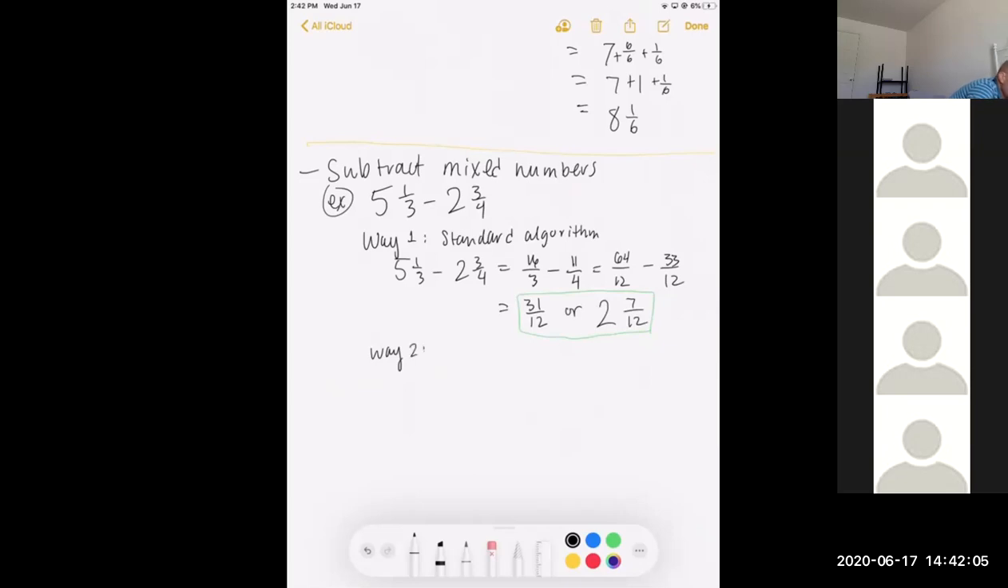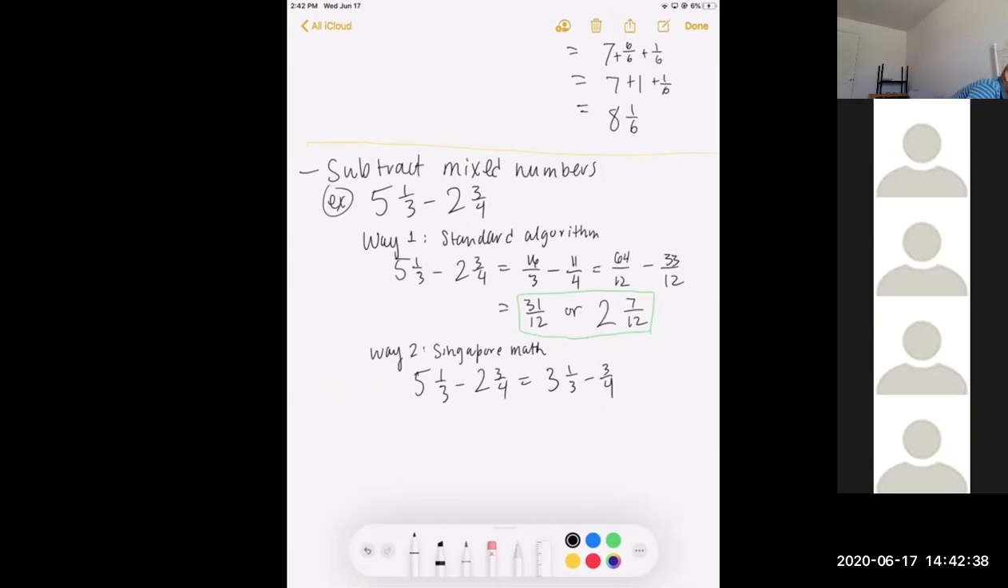Way number 2 is the Singapore math way. Again, in Singapore math they take care of whole numbers first, then fractions. So if I have 5 1/3 subtract 2 3/4, you can subtract the 5 minus the 2. There's a little bit more to that equation, but I'm going to skip a little for time's sake. Subtract the 5 minus the 2, and now you just have to subtract the fractions.